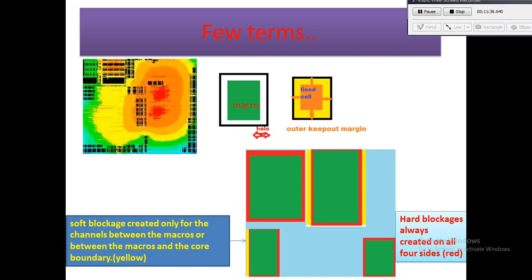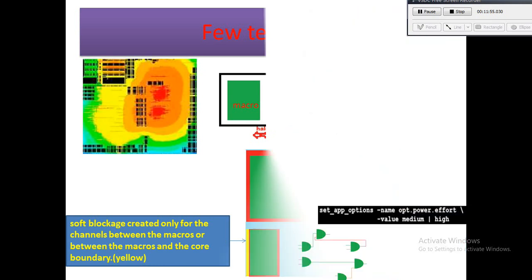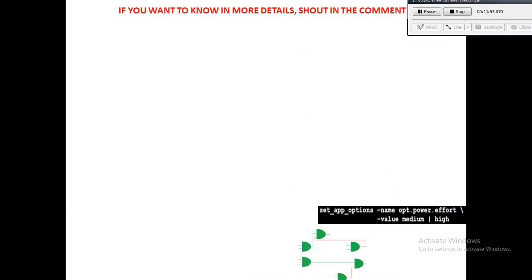Then partial blockage. Partial blockage determines the blockage factor; for any blockage it is 100% by default, so no cells can be placed in this region, but the flexibility of blockages can be chosen by partial blockages. Suppose you can give the blockage percentage like 50%, 60%, like that.